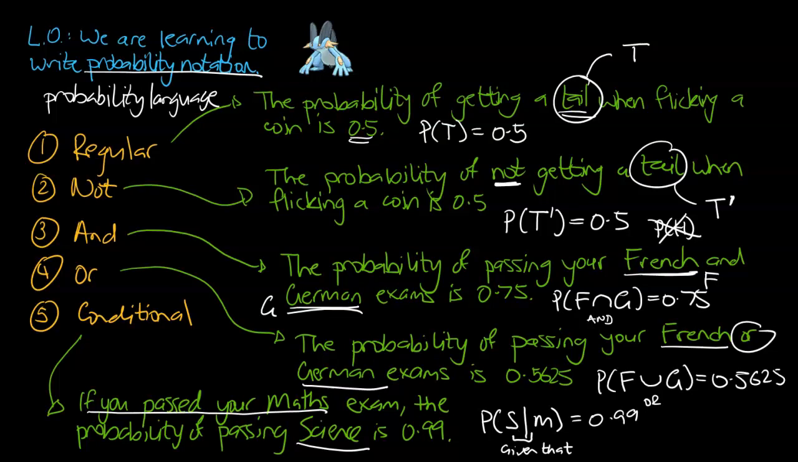So guys, hopefully you found this video on probability notation interesting. We went through the 5 particular scenarios: regular, not, and, or, conditional. Just a reminder, this language we use is really important in probability, particularly when you get to more advanced levels as well.